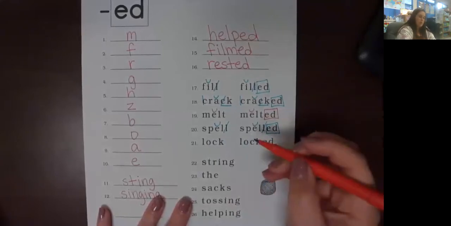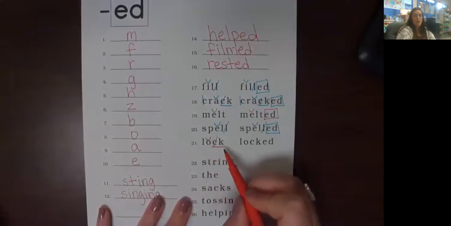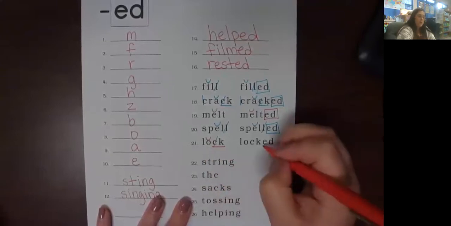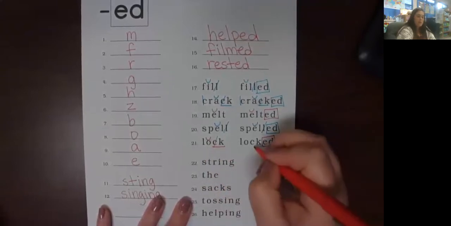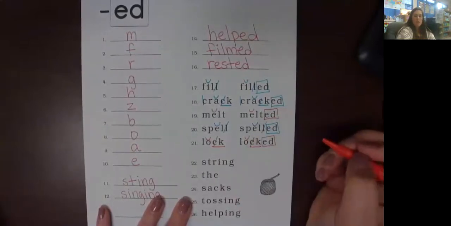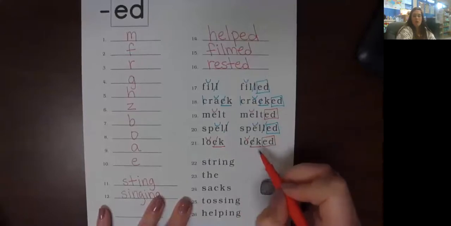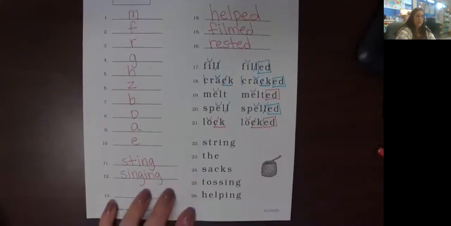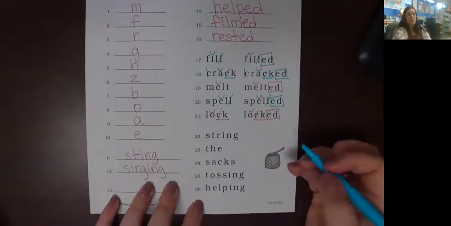Spelled. Okay, next one, we have digraph CK, we cross out the C and the O gets abbrev. Lock. Next one, we have suffix ed, box it in, underline digraph CK, cross out the C and the O gets abbrev. Locked. Okay, then down here, these are just review.